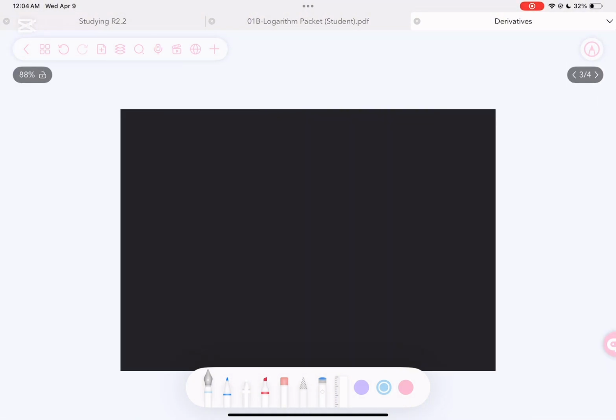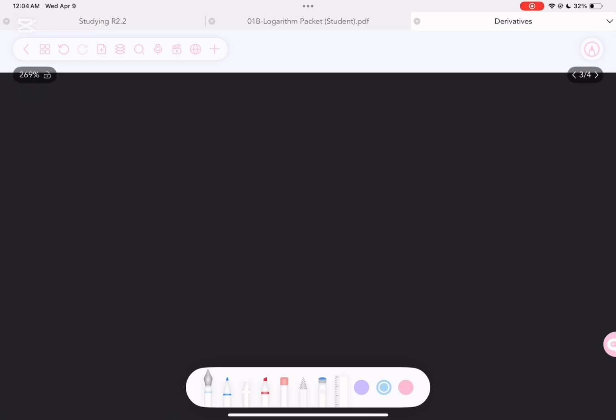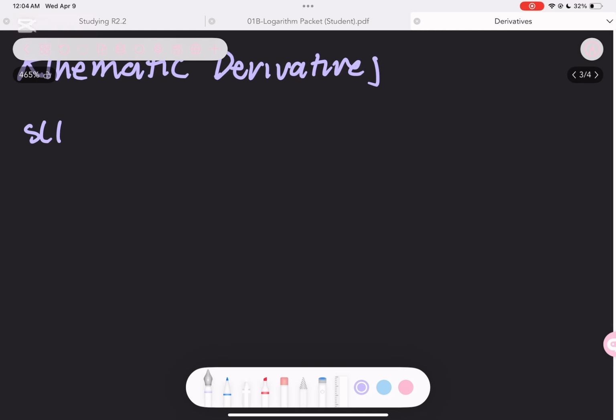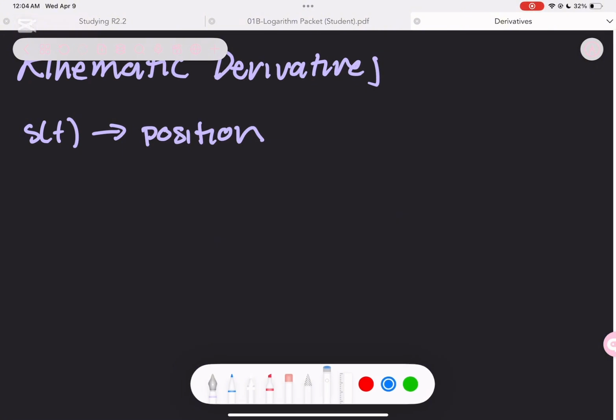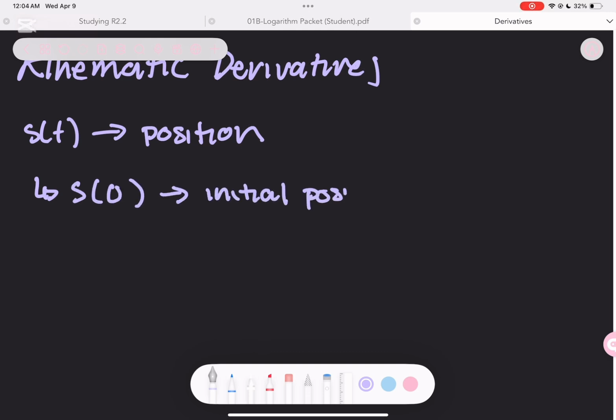Okay, so these are very quickly kinematic derivatives. If you've taken physics before, this is probably not news to you, but let's just write that. You have s of t, and this represents position, the location of an object at time t. Your initial position would be s at 0.